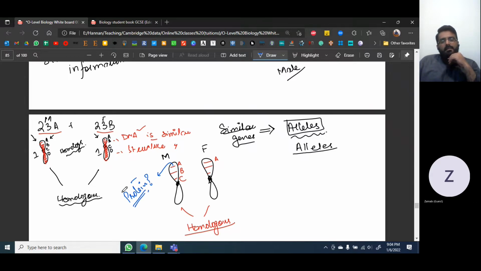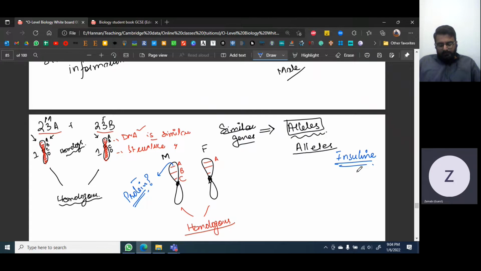Genes are the DNA, right? So they create the proteins. For example, there is a protein known as insulin. You know about the function of insulin?